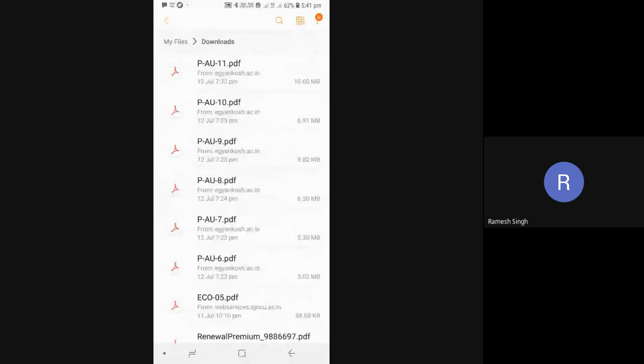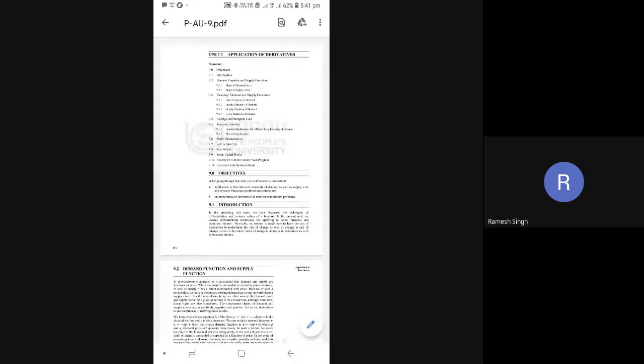Increasing decreasing, it is given in graph, you can go through it as per the graphs. Then come to that is application of derivative. It is applied in demand function and supply function. Okay, so how it is given, just the formulas you will see.